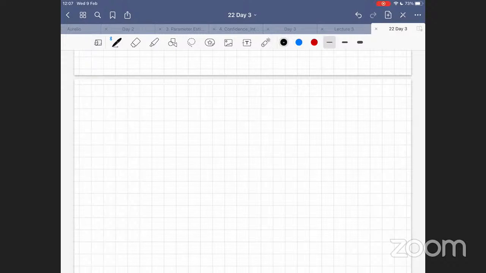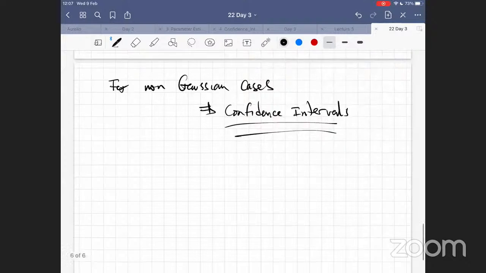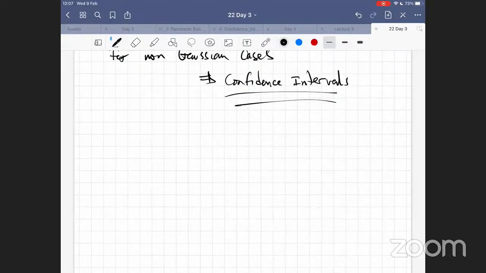Okay, let us start then. So a priori, there is no problem in using the above, for example the bootstrap procedure, if you have non-Gaussianities. However, what people tend to do for non-Gaussian cases, the convention or typical procedure, is to use confidence intervals instead. And this is what we are discussing now.